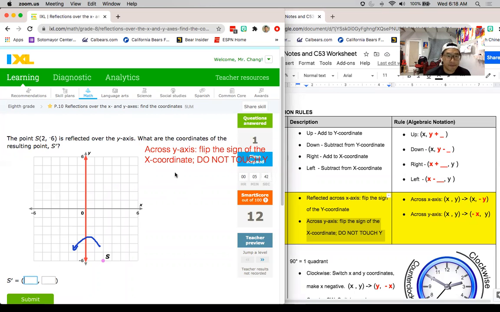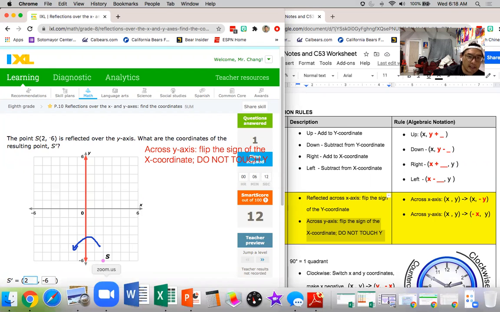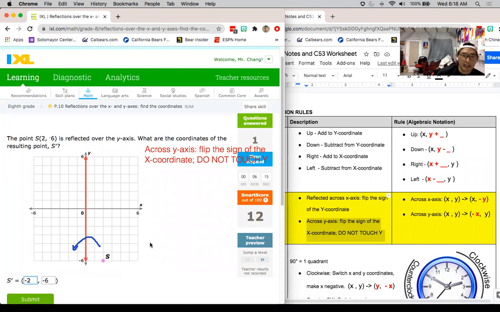And my coordinate is 2, -6. I like to put the original coordinates directly into the answer box and then apply the rule. So if I'm flipping across the y-axis, flip the sign of the x-coordinate. I don't touch y, so y is -6, it stays the same. My x-coordinate is 2, so it becomes -2, and I'm done.